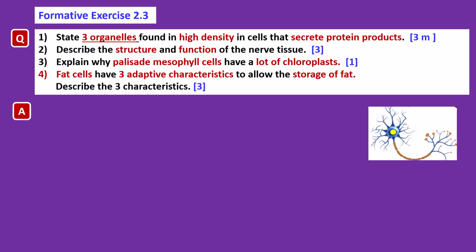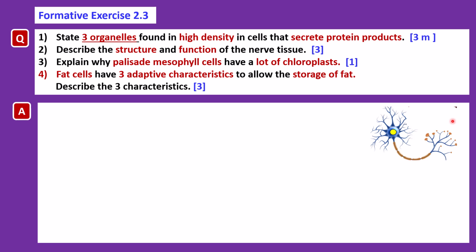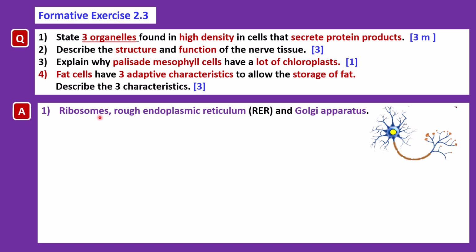So that's all for this lesson. Here we come to the formative exercise. Formative exercise 2.3. Firstly, state 3 organelles found in high density in cells that secrete protein products. What are the 3 organelles needed to produce and secrete the protein products? Okay, what's the answer? The 3 organelles needed for synthesis and secretion of protein products are ribosomes, rough endoplasmic reticulum, and Golgi apparatus.